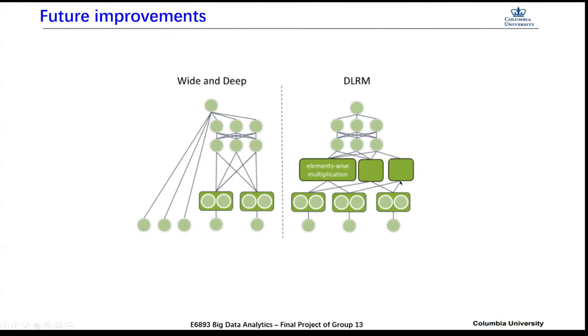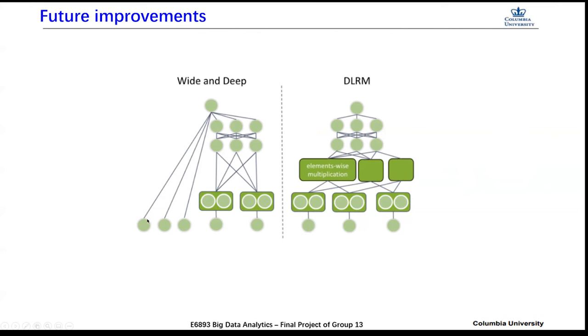So let's talk about future improvements for this whole system. You can see on the graph, on the left side is the wide and deep system, which is generally used by Google. And on the right side is the one generally used by Facebook. And we can see the system is more complex and has some differences from our system. And what is the good thing about their system instead of ours?